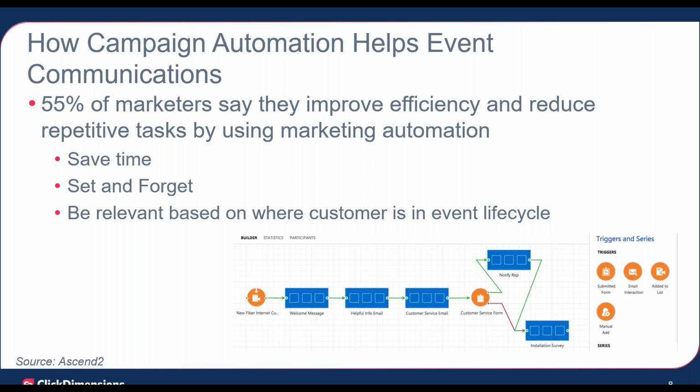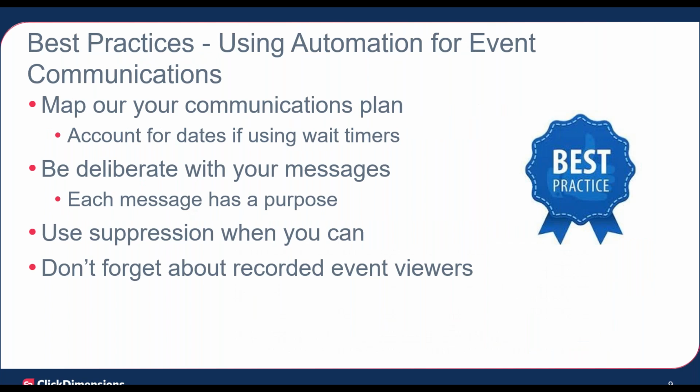Let's cover a couple best practices, and then I'll turn things over to Marissa. So when we're talking about using automation for event communications, it's important that you map out your communication plans. You need to consider if you want to use date timers or potentially wait timers in between your communications. And if you are doing those, you need to account for the actual date of your event. You want to make sure that you're being deliberate with your messages. Each message has a specific purpose, a specific action, and a specific message to it.